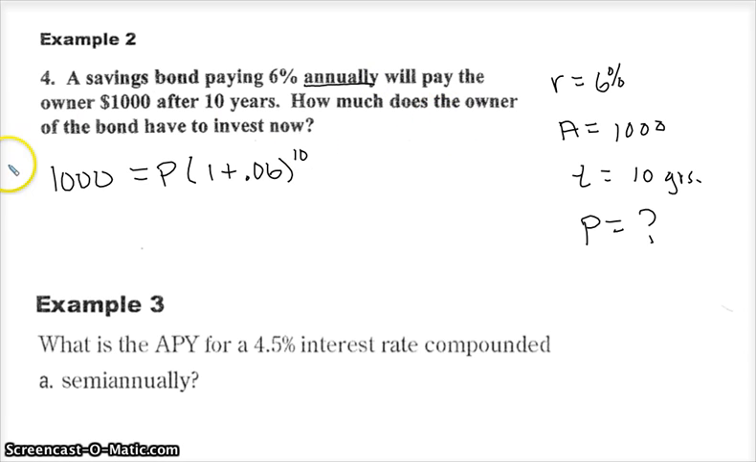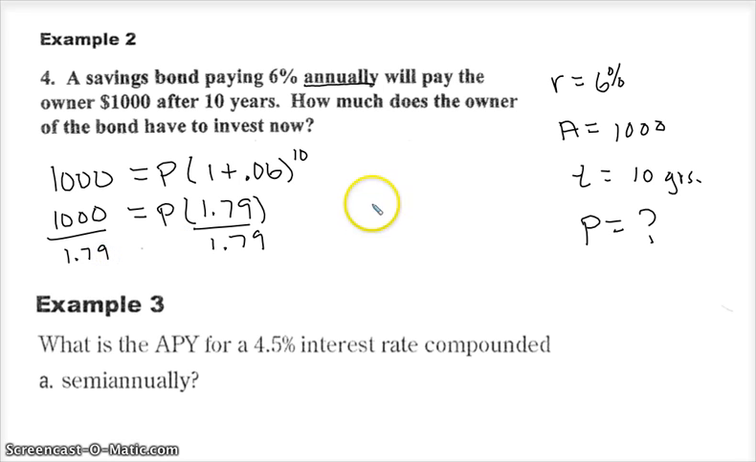Now I'm simply going to solve for P. I simplify and I get 1,000 equals P times 1.79. If I divide both sides by 1.79, I get P is equal to 558.66, or $558.66 is the investment needed to earn $1,000 after 10 years at a 6% interest rate.